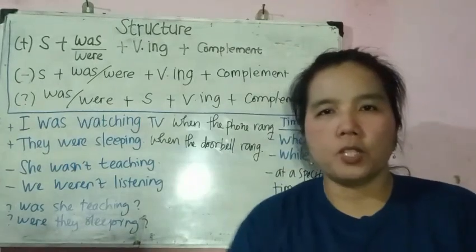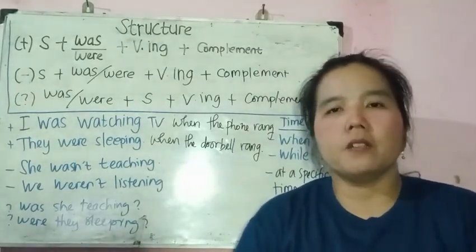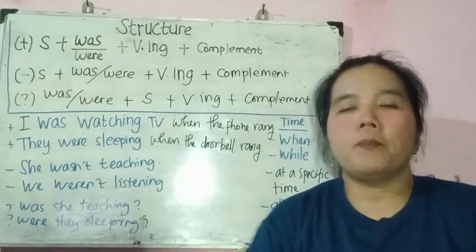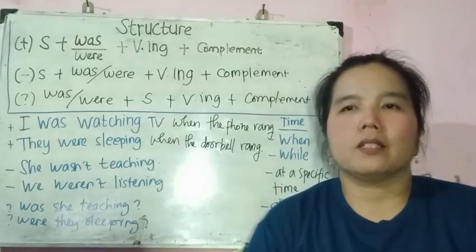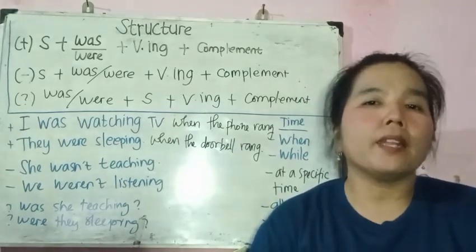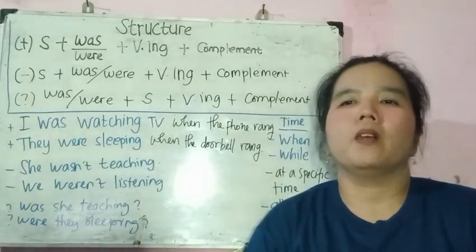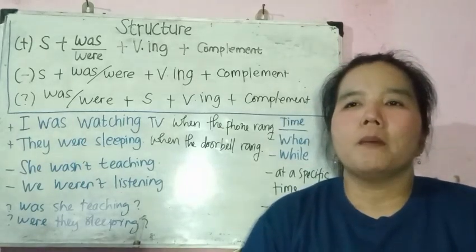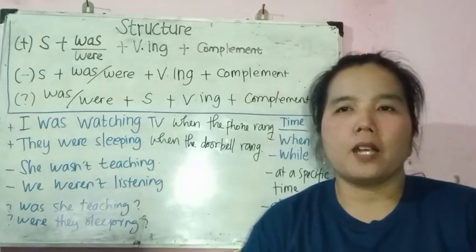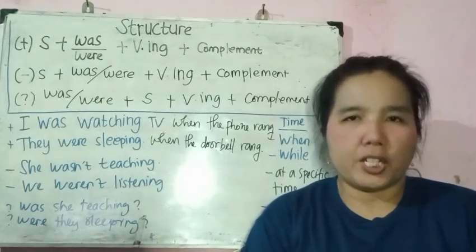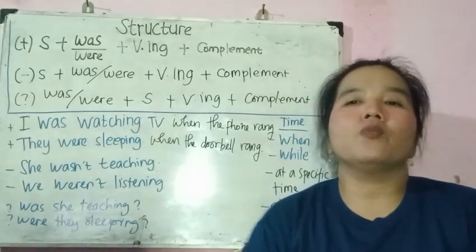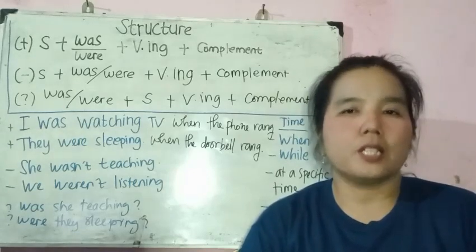We use past continuous tense for actions in progress at a specific time in the past. For example, at 2 p.m. I was working on my project. And we use past continuous tense for actions happening at the same time. For example, I was reading while my brother was playing games. And we use past continuous tense for background actions in a story. For example, the sun was shining and the birds were singing.